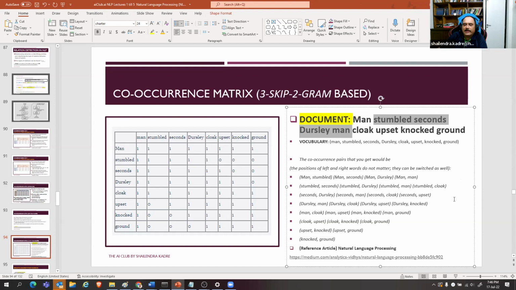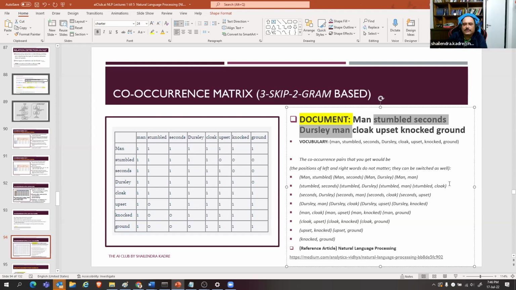See these 5 words. Stumbled, I have highlighted. Stumbled, then seconds, then Dursley and man. The second pair is stumbled, second, and stumbled, Dursley. That's clear. Himanshu, is it clear to you? Dr. Shailesh, is it clear to you? Yes, sir. When we have bag of words, why will this man repeat twice? That use case will come later.